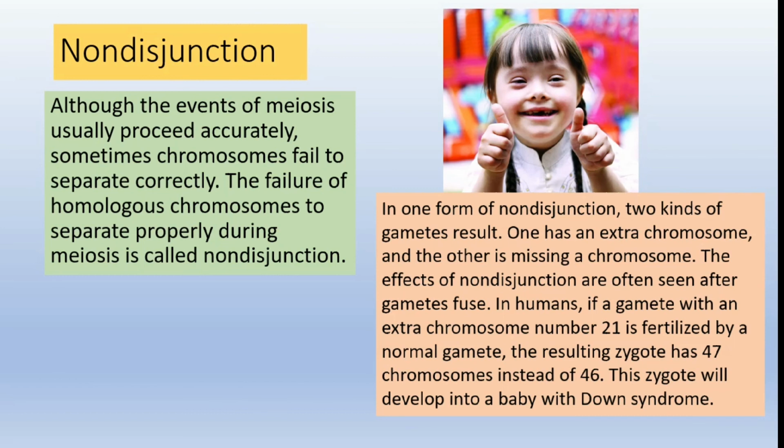The effects of non-disjunction are often seen after gametes fuse. In humans, if a gamete with an extra chromosome number 21 is fertilized by a normal gamete, the resultant zygote has 47 chromosomes instead of 46. This zygote will develop into a baby with Down syndrome.